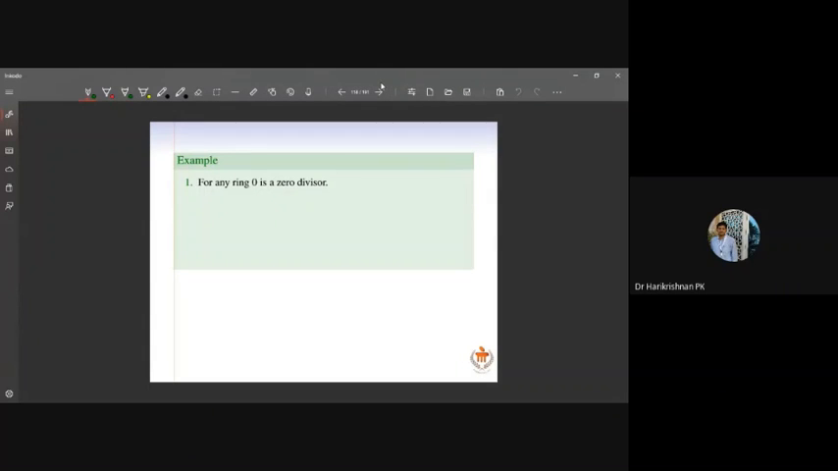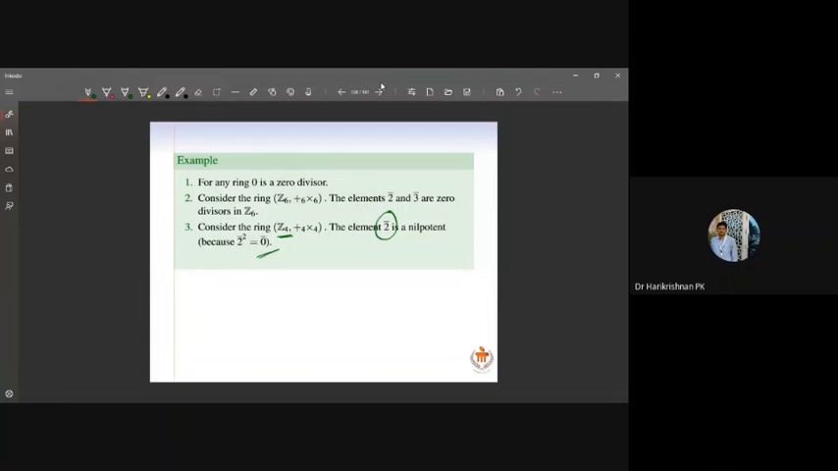For any ring, we know that 0 is a zero divisor, as I told just now. If you take the ring of integers modulo 6, the class containing 2 and the class containing 3 are zero divisors of Z6. And in the ring of integers modulo 4, the class containing 2 is a nilpotent element, because if you take the class containing 2 squared, that means multiplying twice, it will be the class containing 0. So this is a nilpotent element in Z4.